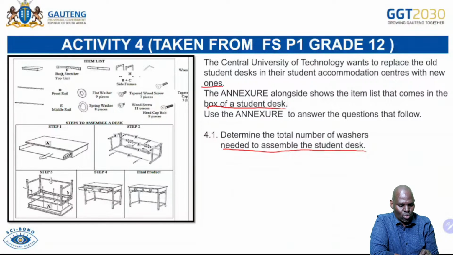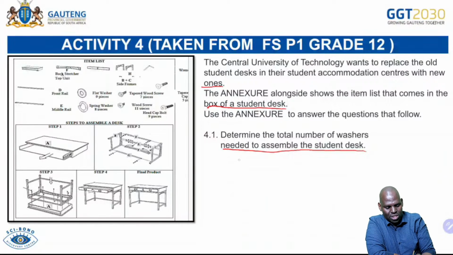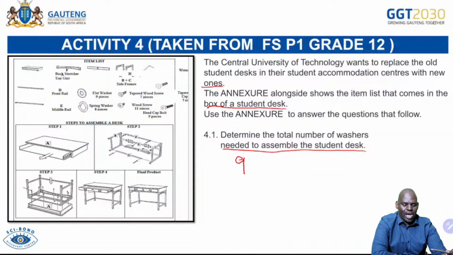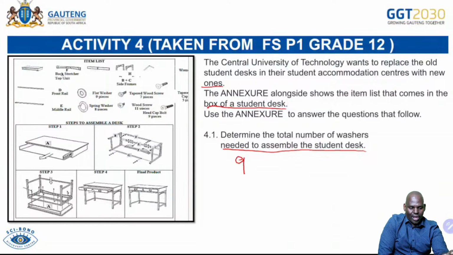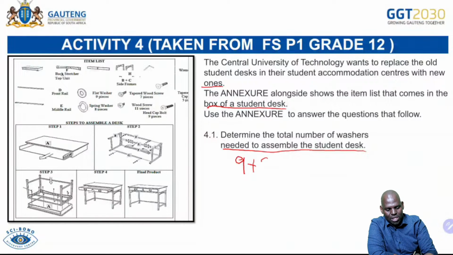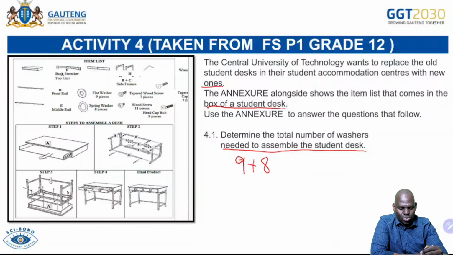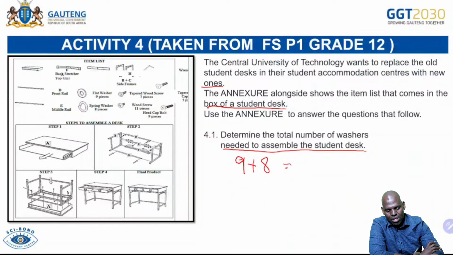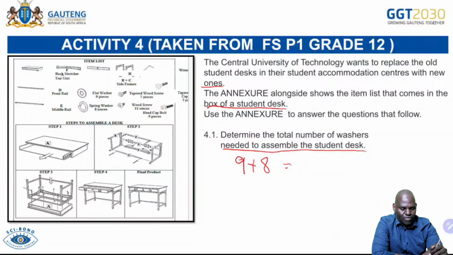So we've got a flat washer, which is 9 pieces. That is the first one, but it might not be the only one, so we need to check. The next one is spring washer, 8 pieces. So all in all it's going to be 9 plus 8, which gives us a total of 17. But let's check before we conclude that there are 17.